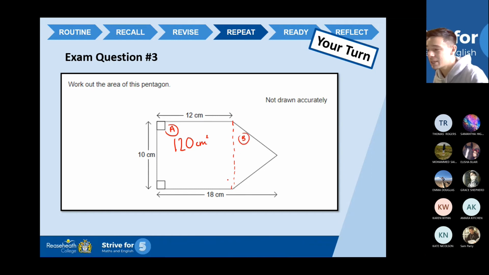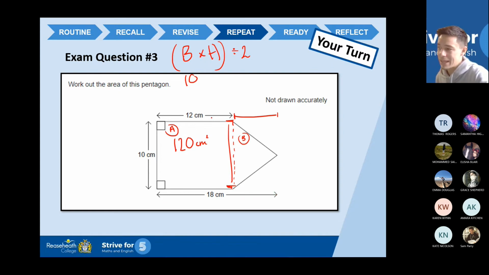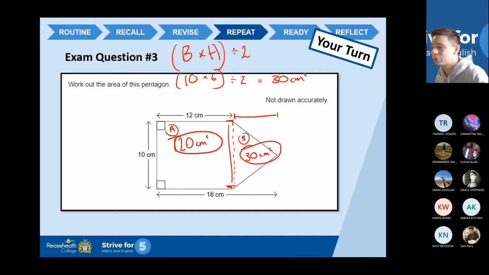For B, okay, it's a triangle. So base times height, and then we divide that by 2. Well, the base is 10. I know that because this distance is 10, and the height is obviously going to be the difference between 18 and 12, which is 6. So 10 times 6 is 60. Divided by 2 is 30. So over here, I can put 30 centimeters squared. If I want to work out the overall area, I add those two numbers together. So 120 add 30 gives me 150 centimeters squared.